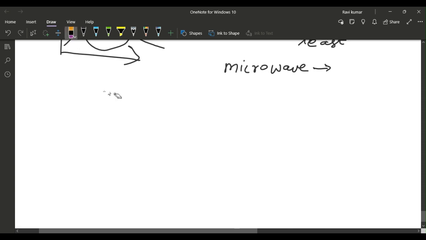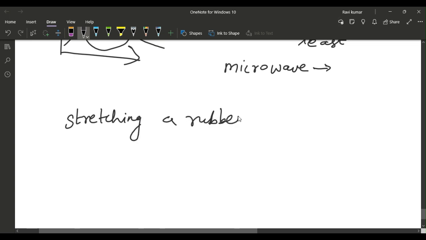So now I will give you a question to think and brainstorm yourself to understand entropy. Let's say you are stretching a rubber band. What would be the entropy of the system? Will it increase or decrease?